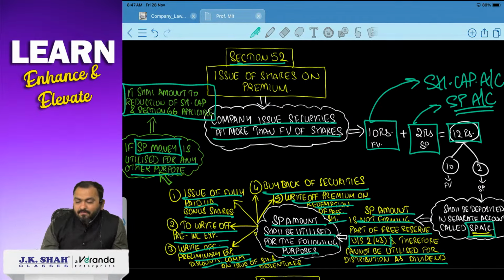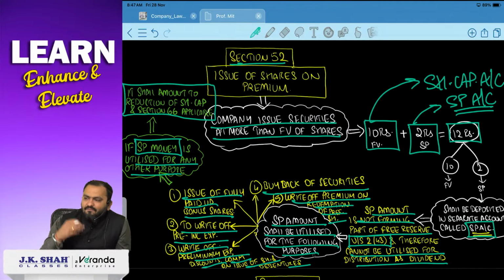is reduced, see there are two things. One is reduction of share capital, another is diminution of share capital. What is the difference? In both the cases, share capital goes down. But one is named as reduction of share capital and another is named as diminution of share capital. Sir, what is the difference?